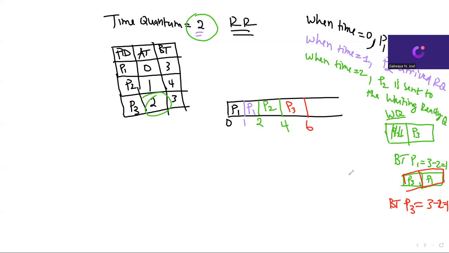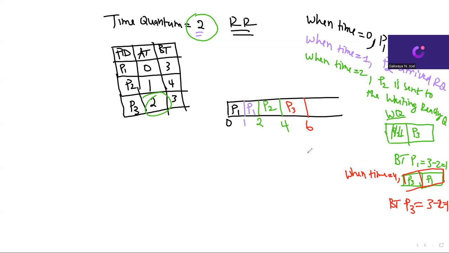This was at time 4, right? When time is equal to 4, P3 was in the waiting, and P1 was there. Now, when the time becomes 6, this is the waiting list. This is the waiting list for P2, right? P3 was in the waiting list. P2 was in the waiting list. P3 and P1 were in the waiting list.